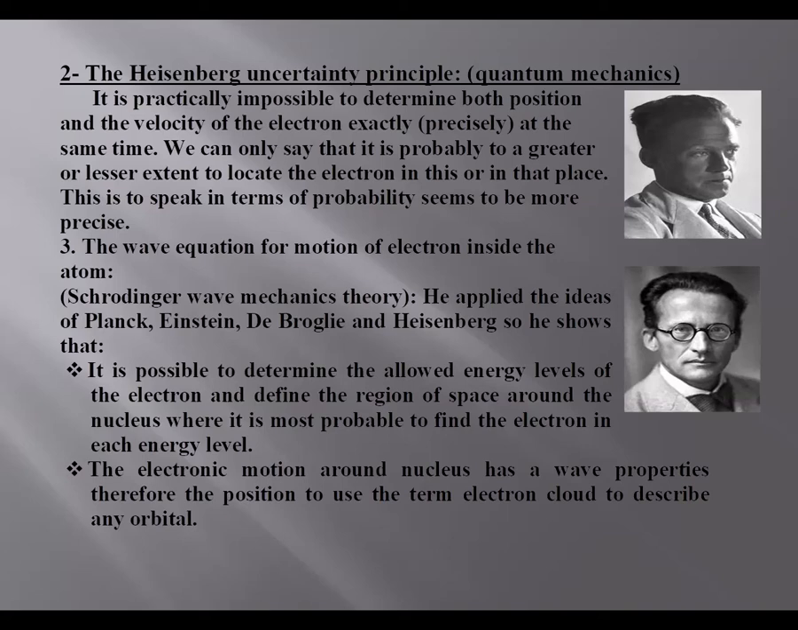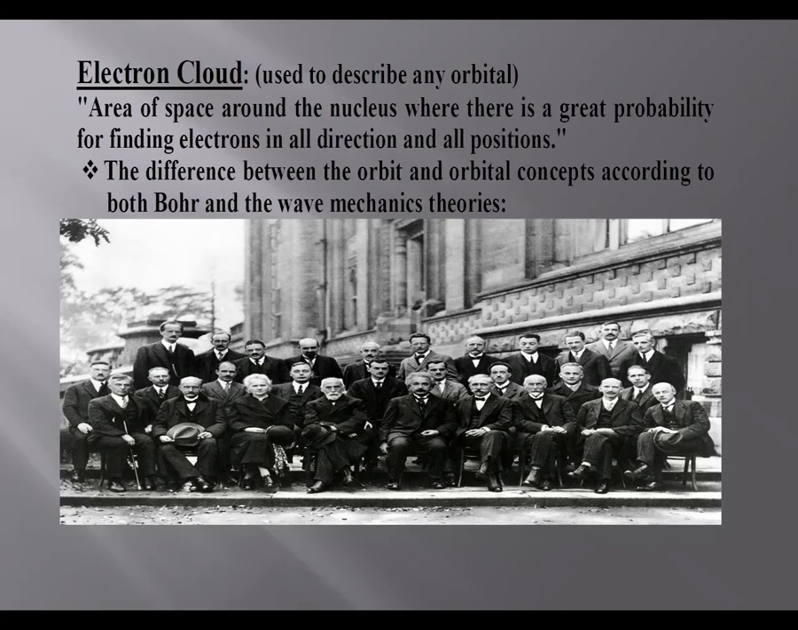The wave equation for the motion of the electron inside the atom was given by Schrödinger, or to be more accurate, Schrödinger's wave mechanical theory. He applied the ideas of Planck, Einstein, de Broglie, and Heisenberg, so he showed that it's possible to determine the allowed energy level of the electron and define the region of space around the nucleus in which the electron rotates. Number 2, the electronic motion around the nucleus has wave properties. Therefore, the position of the electron is described by an orbital, and he introduced another term, which is electron cloud. Electron cloud is an area or space around the nucleus where there is a great probability of finding the electron in all directions and all positions.